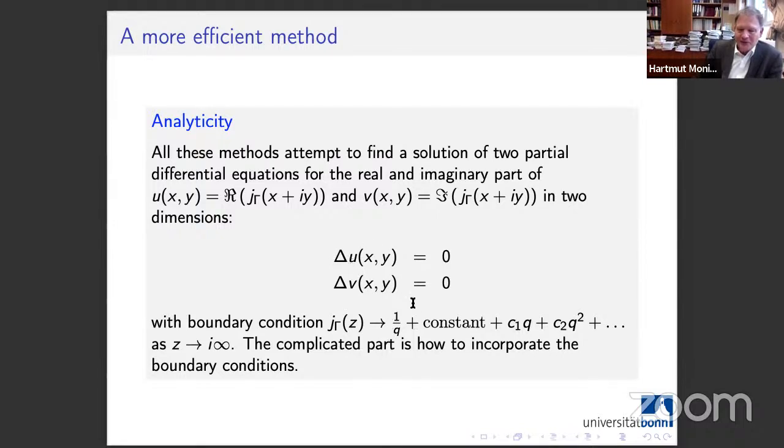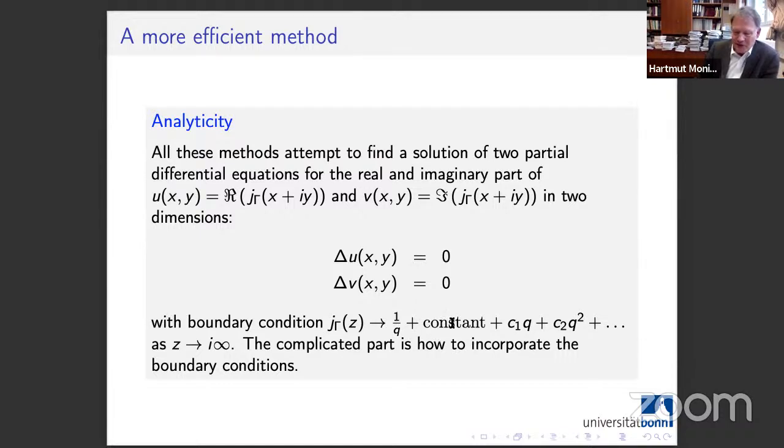And the boundary conditions, of course, at infinity, are that the J function of the corresponding group has to go like 1 over Q plus a constant, which is always a modular function for any group, plus some Q expansion. And the complicated part which is now left is how to incorporate the boundary conditions in the solution. So for uniqueness, if you really want to have a unique solution of this differential equation, you set this constant to 0. You fix that constant.